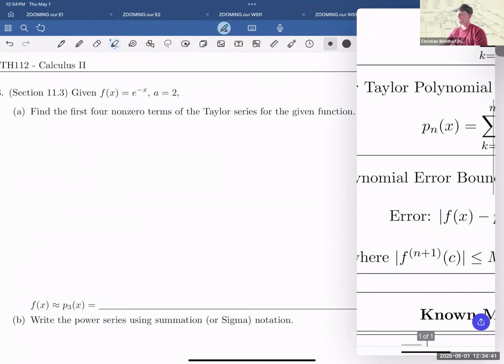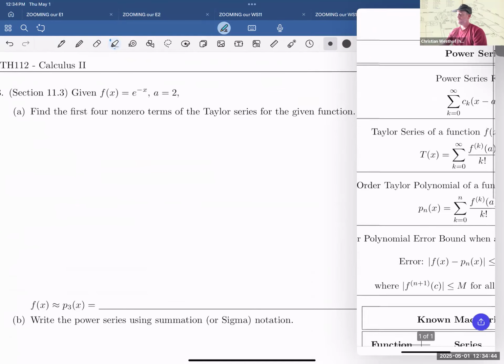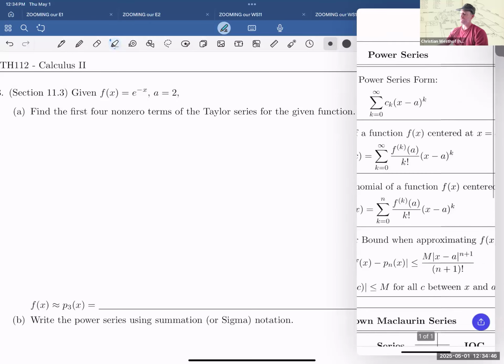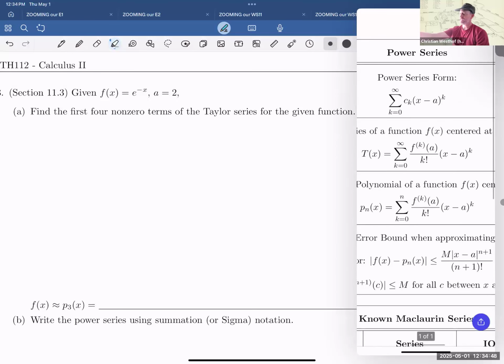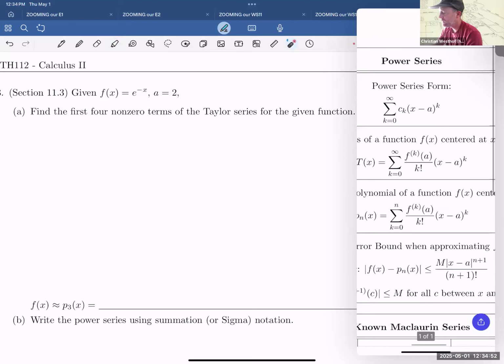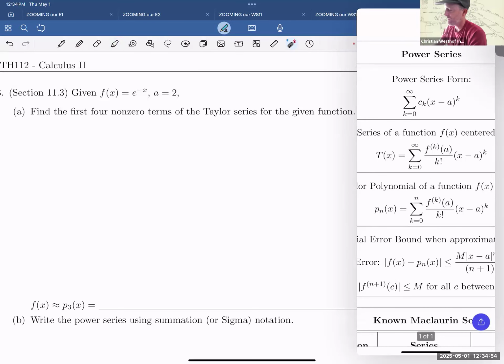Let's do the Taylor series formula, the Taylor series of a function f of x centered at x equals a. It's this one up here. So if we do that, we would have T of x equals the series from 0 to infinity, kth derivative at 2 all over k factorial, x minus 2 to the k.